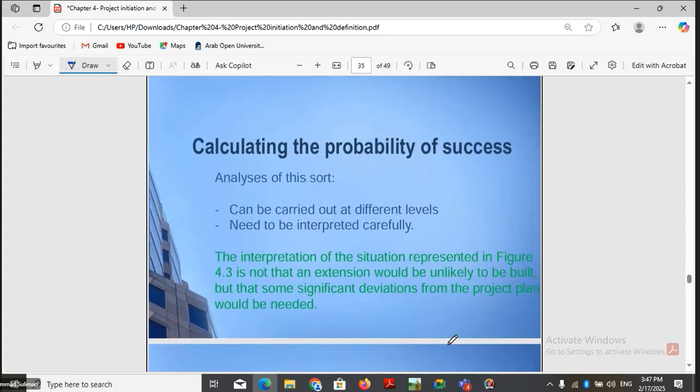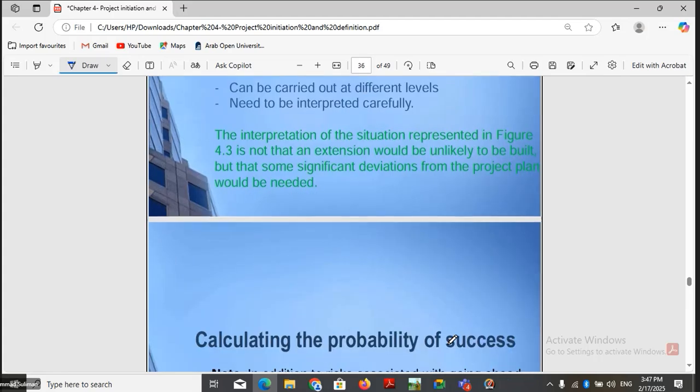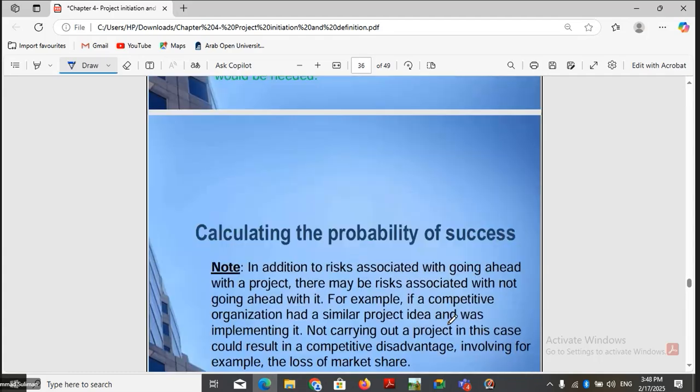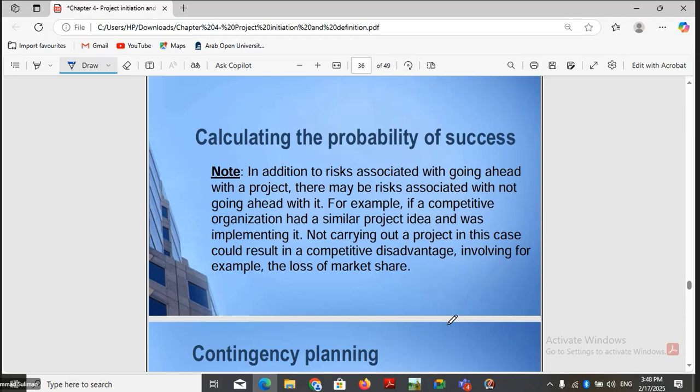So analysis of this sort can be carried out at different levels and needs to be interpreted carefully. It is not just simply putting in the numbers, but the probability of success needs to be carefully analyzed. The interpretation of the situation represented in figure 4.3 is that an extension would be unlikely to be built, but that some significant deviations from the project plan would be needed for the project to succeed.